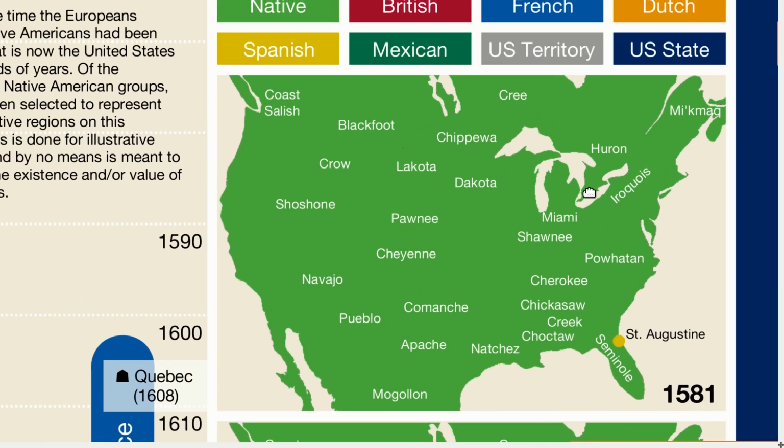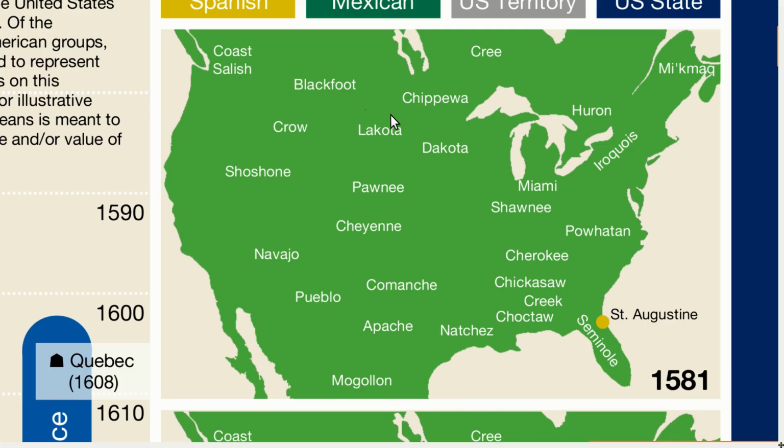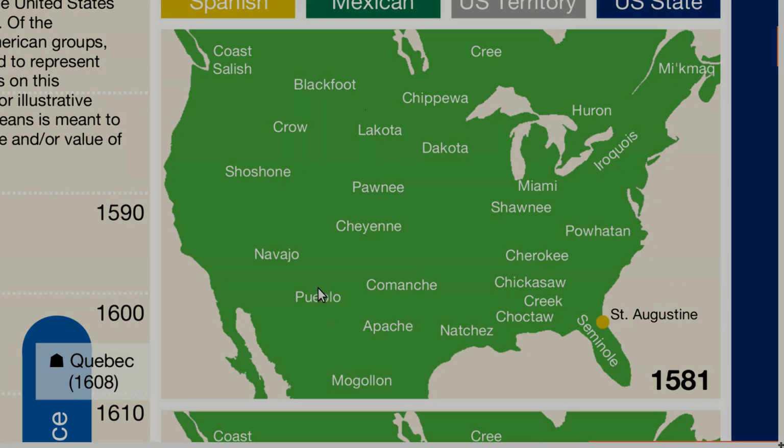The first map is 1581. Now, obviously, the history of this land goes back much farther than this date, because by the time the Europeans arrived, the territory we now call the United States was already populated by hundreds of different Native American groups. Only a few of the names of those groups are shown here. And these people had been living on the continent for at least 15,000 years.